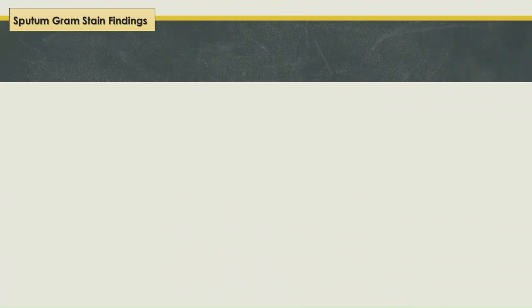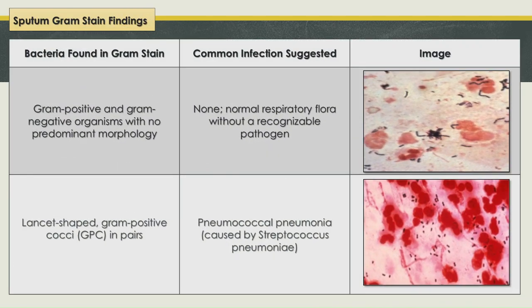Sputum gram stain findings. Bacteria found in gram stain: gram-positive and gram-negative organisms with no predominant morphology. Common infections suggested: none. Normal respiratory flora without a recognizable pathogen. Sputum gram stain findings: lancet-shaped, gram-positive cocci, GPC, in pairs. Common infections suggested: pneumococcal pneumonia, caused by Streptococcus pneumoniae.